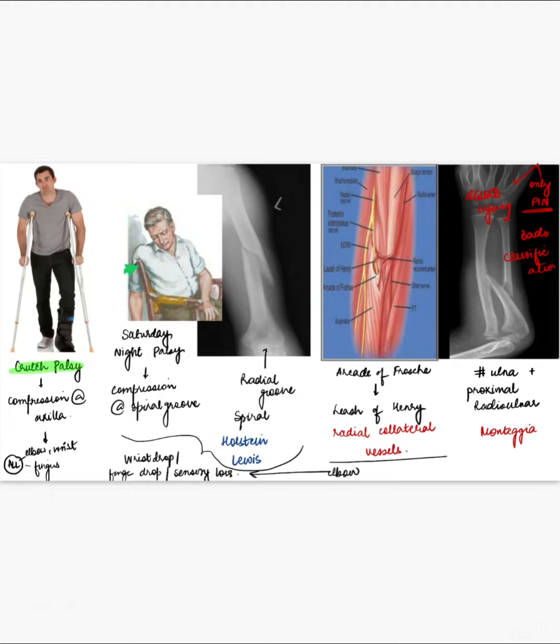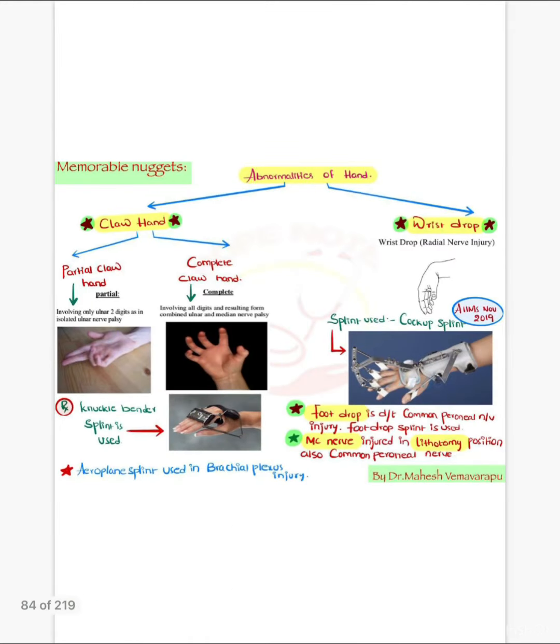Now see, example in your crutch palsy, guys. There it is a compression at the axilla, so everything will be affected, guys. Saturday night palsy, after coming from a party you slept like this by mistake, so there is a compression, guys. So there would be wrist drop, finger drop, sensory loss because it is very high up. This is a radial groove fracture, Holstein-Lewis fracture, again injury at the spiral groove. Then you can have other fractures where it may be affected, guys.